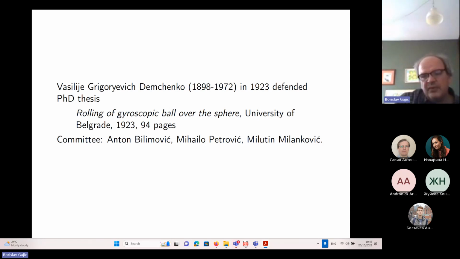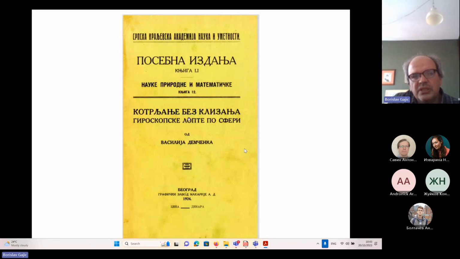But recently we found this PhD thesis. It was completely unknown because, of course, it was written in Serbian 100 years ago. Fortunately, it was recognized at that time as a very good thesis, and it was published by the Serbian Royal Academy of Science and Arts in 1924. So this is rolling without sliding of a gyroscopic ball over the sphere.